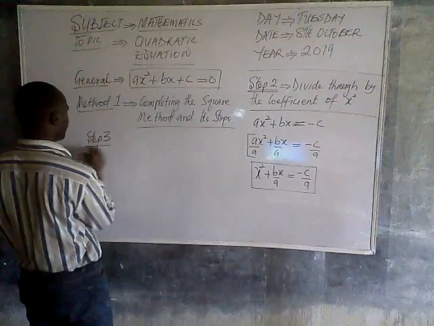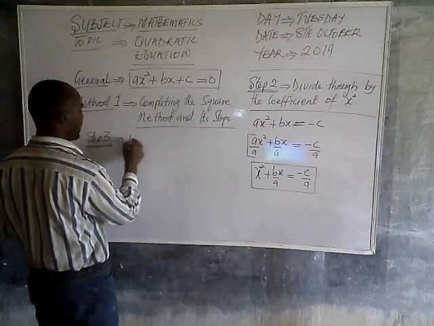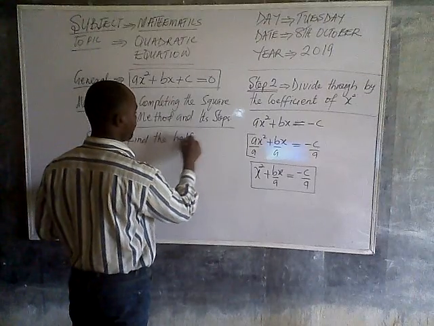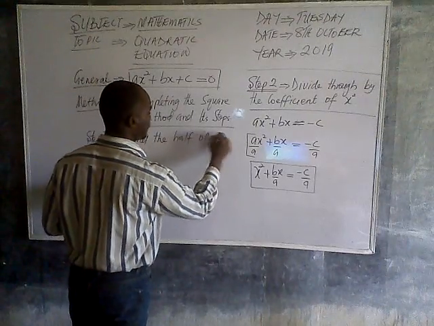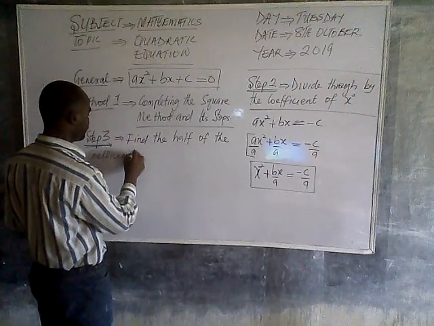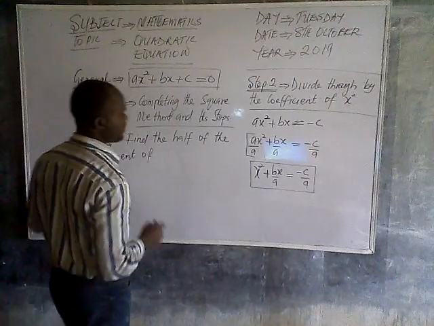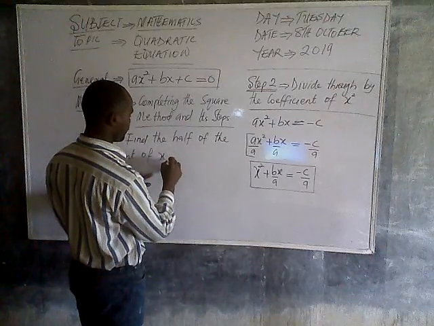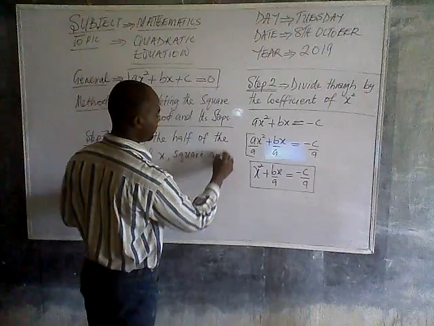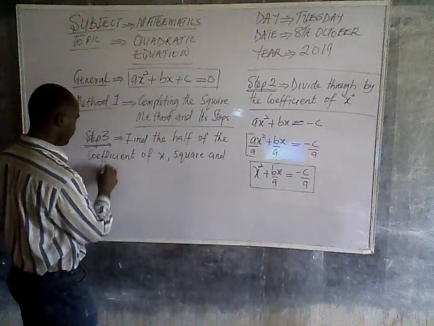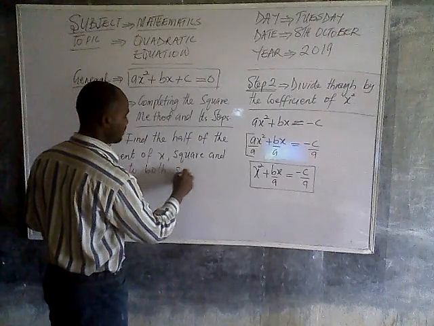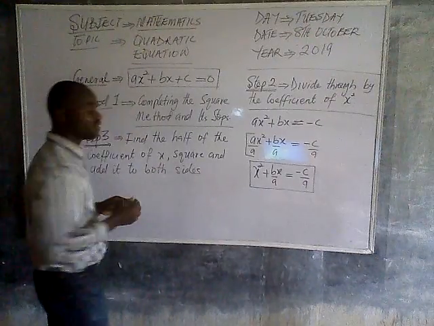Step 3 says find the half of the coefficient of x, square it, and add it to both sides. So the instruction here is very simple.